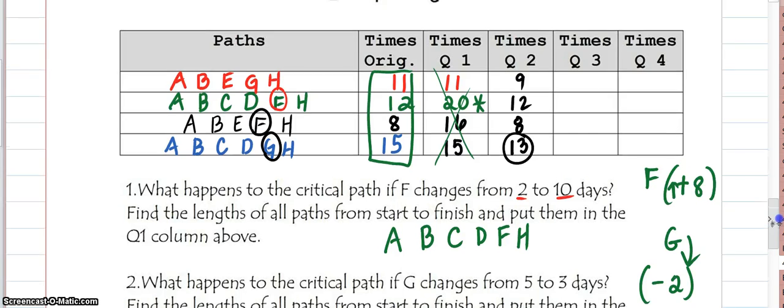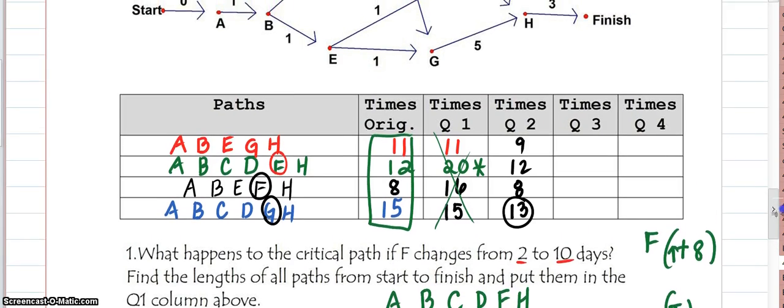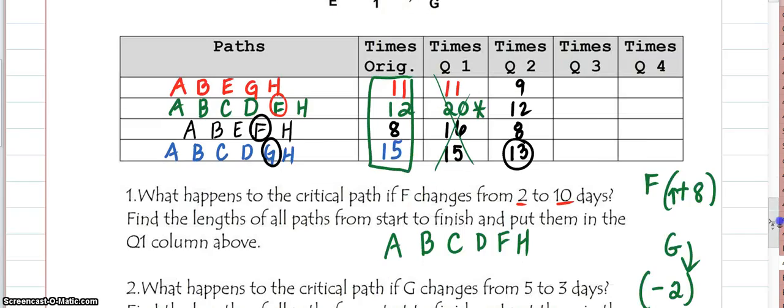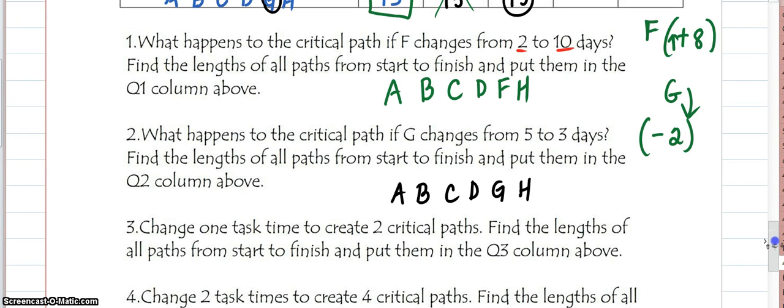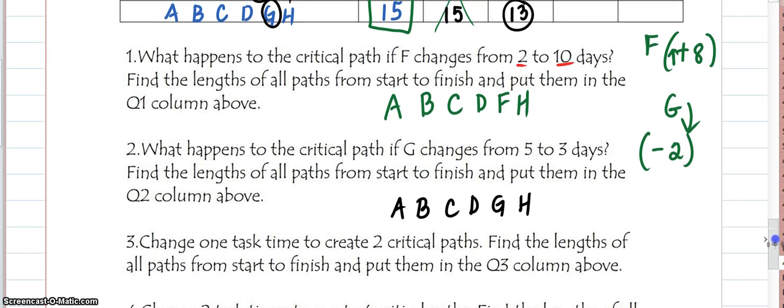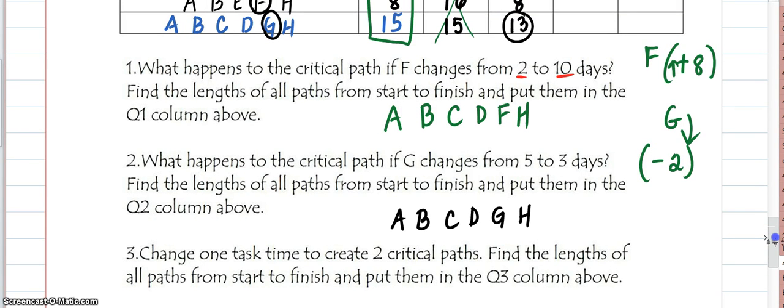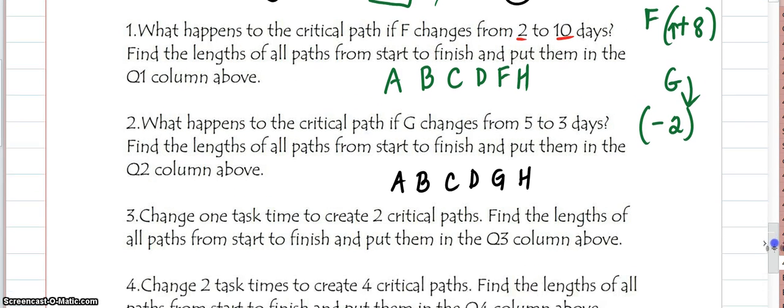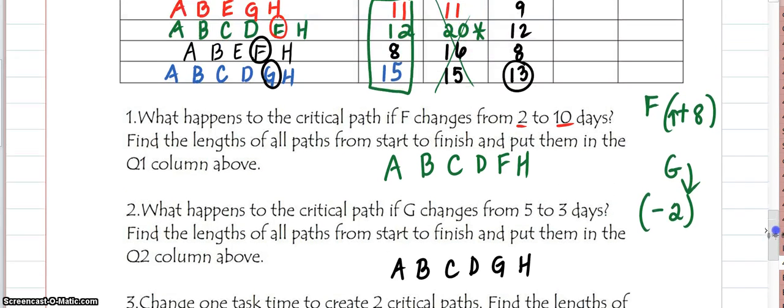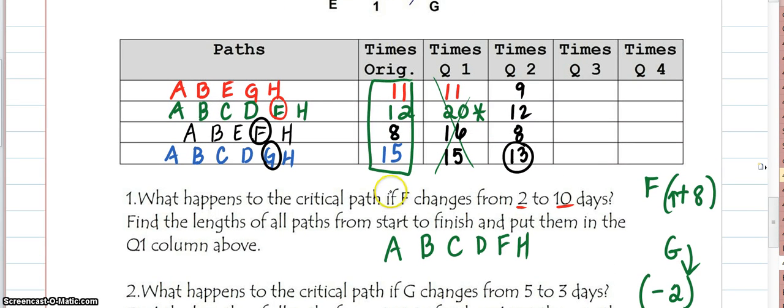Okay, so now we're going to look at problem 3. This one requires a little bit more creativity. Problem 3 says, change one task time to create 2 critical paths. Find the lengths of all paths from start to finish and put them in column 3 above. So change one task time to create 2 critical paths. So once again, we're looking at our original job here. And currently, the critical path is, remember, the biggest number. It's this guy right here.